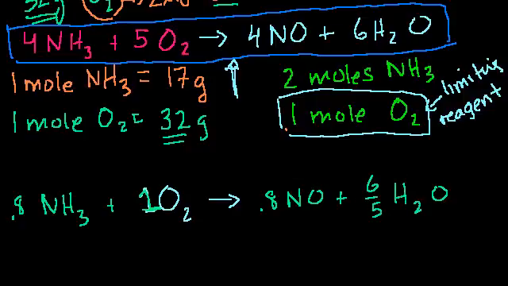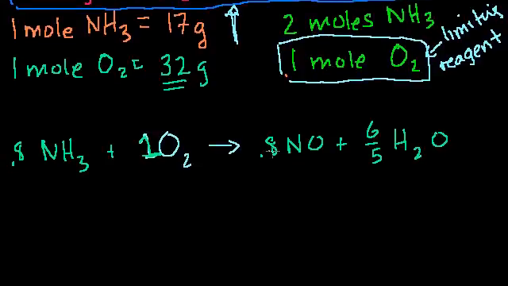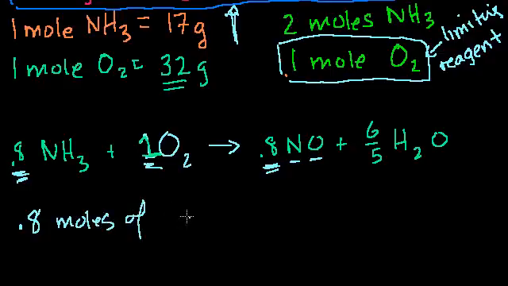The original question at the beginning is, how many grams of nitric oxide, or nitrogen monoxide, are we going to produce? So we have 1 mole of oxygen, 0.8 moles of ammonia, and we're going to produce 0.8 moles of nitrogen monoxide, because we only have 1 mole of oxygen. So 0.8 moles of nitric oxide, or nitrogen monoxide.